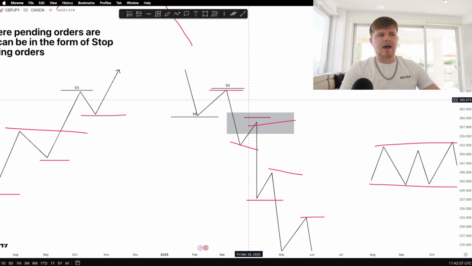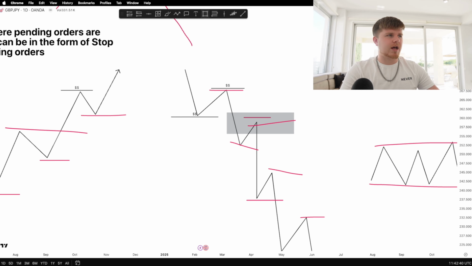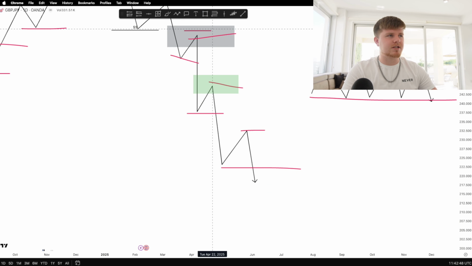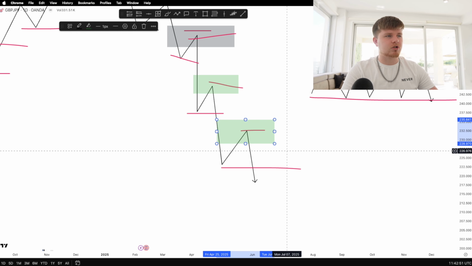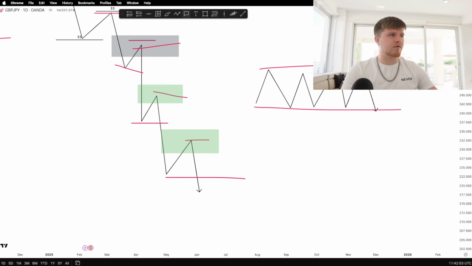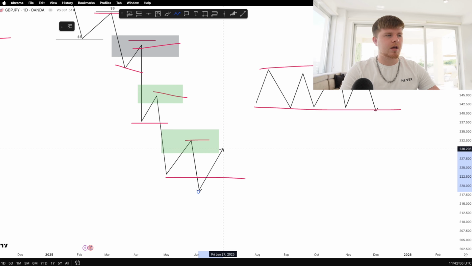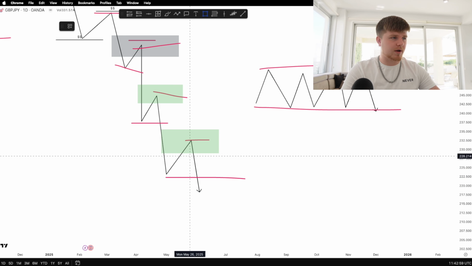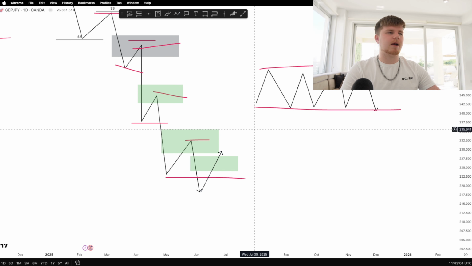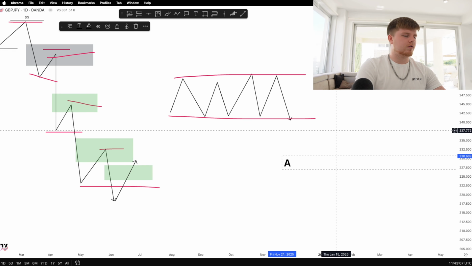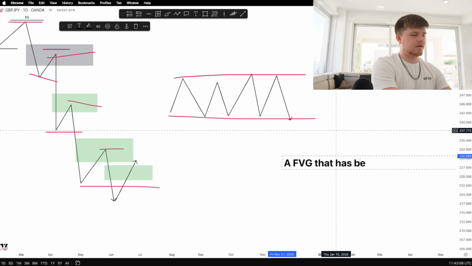Now we look at fair value gaps and liquidity together. In this move down, you can see we push down, form a fair value gap, retrace back into it and continue down. Taking out liquidity, forming a fair value gap, respecting it, continuing down. Taking out liquidity, respecting it, continuing down. Okay, eventually what will happen is we'll have a change of character, and we will form a fair value gap on our way down to take liquidity, like we did right here. But instead of respecting it, we'll disrespect it, and this is called an IFVG, okay? So a fair value gap that has been disrespected is called an IFVG.